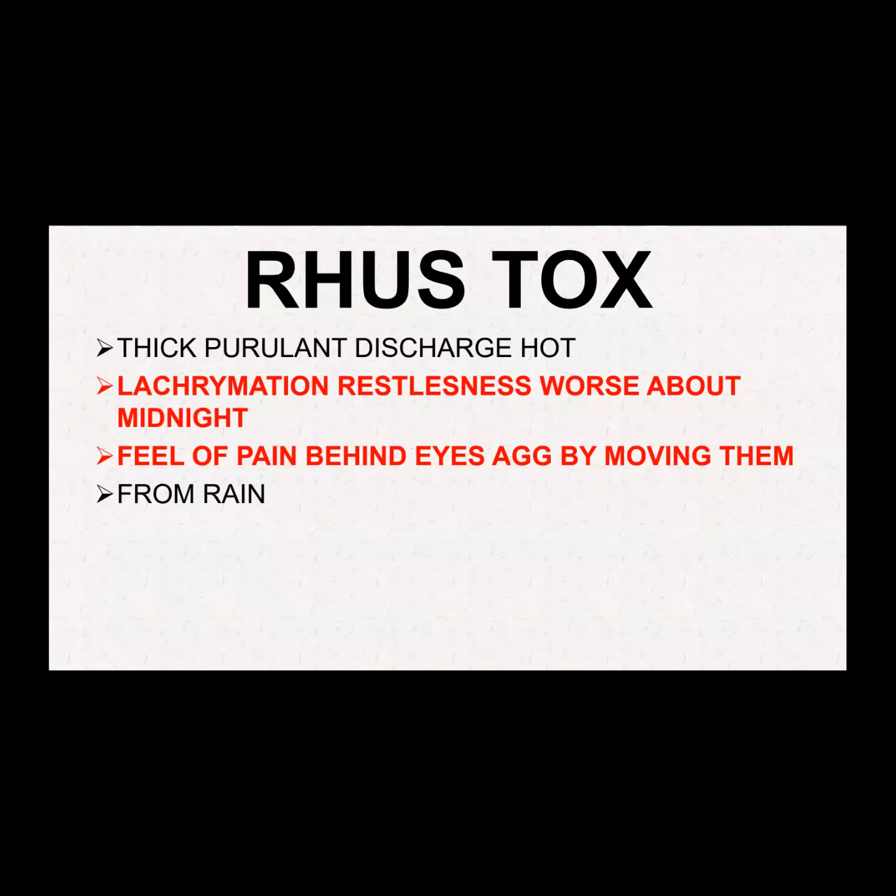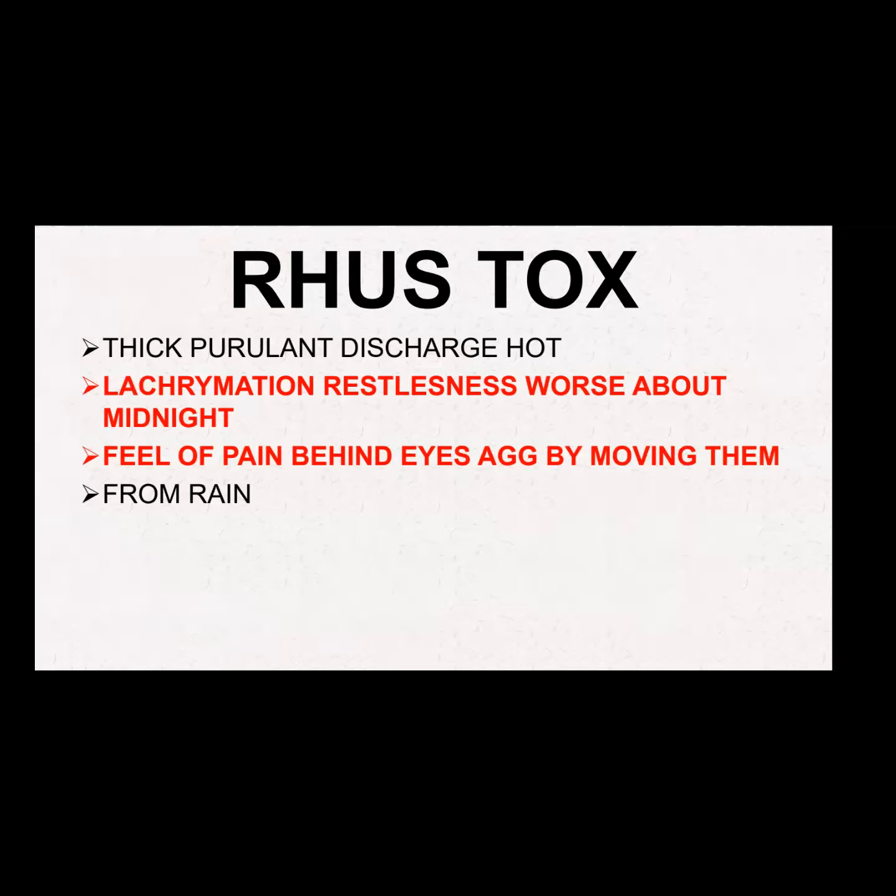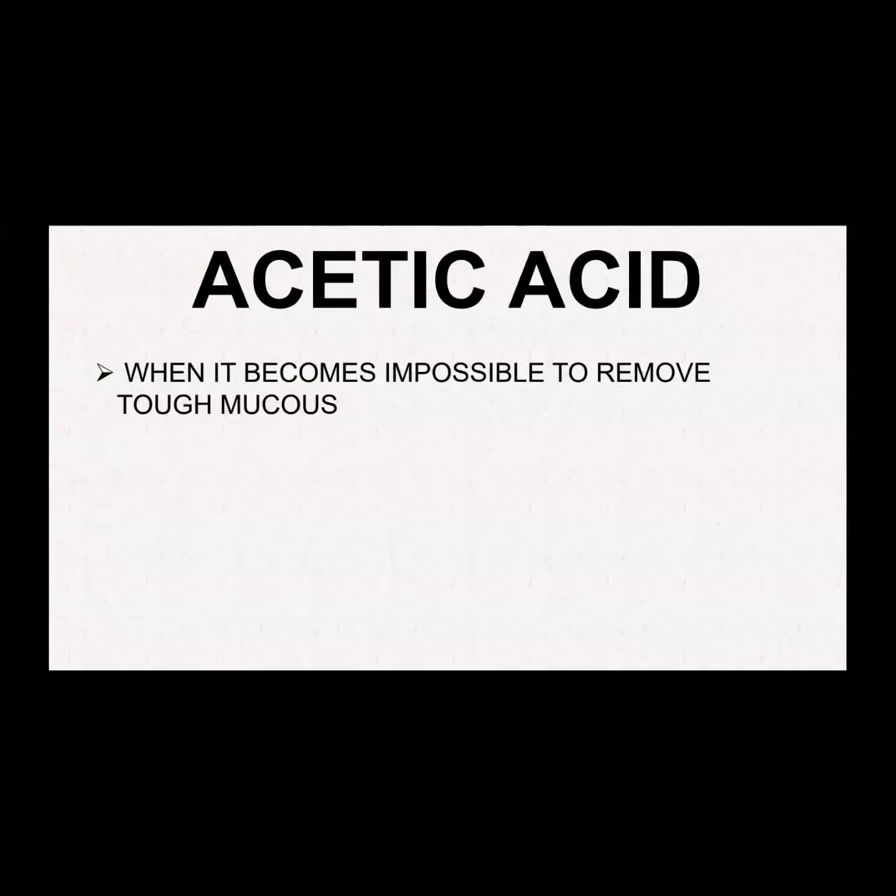All the symptoms of conjunctivitis are there, but the patient is complaining, doctor, I'm unable to open my eyes. This basically occurs due to swelling of either the upper eyelid, the lower, or both eyelids. But if it is not due to swelling but due to excessive mucus and stickiness, then we are going to use acetic acid. Acetic acid is a wonderful medicine when the patient becomes unable to open his eyes due to tough mucus.